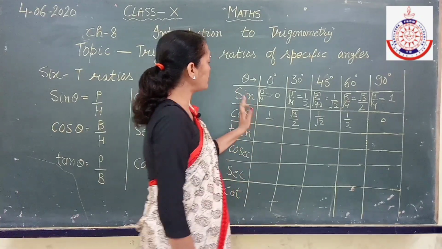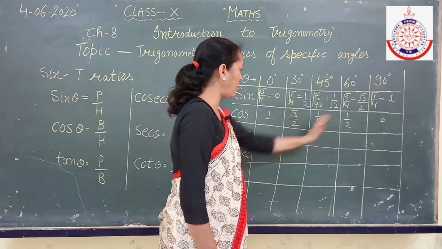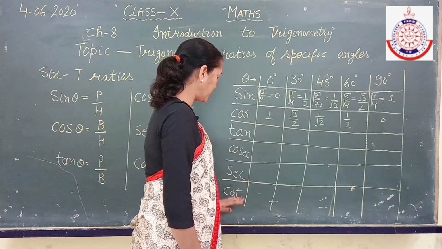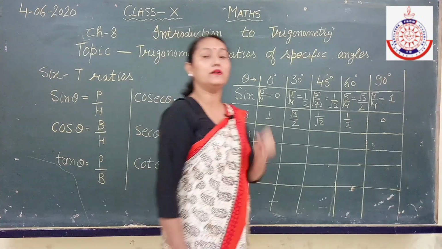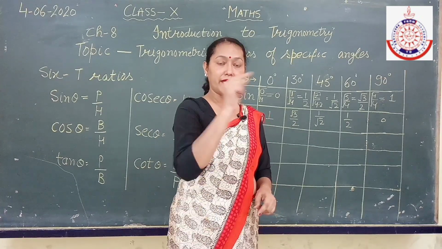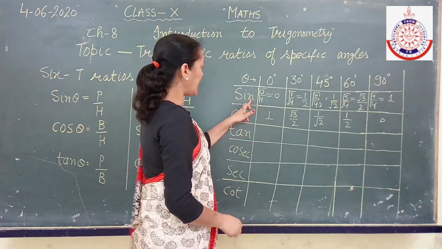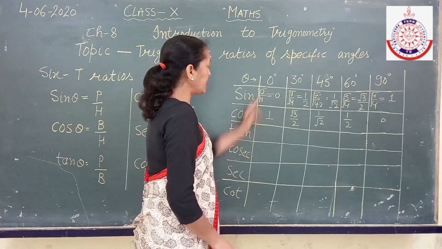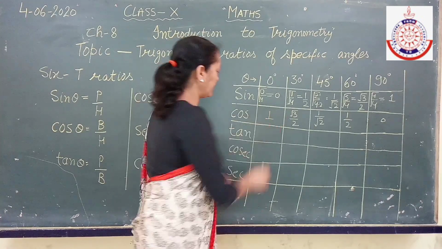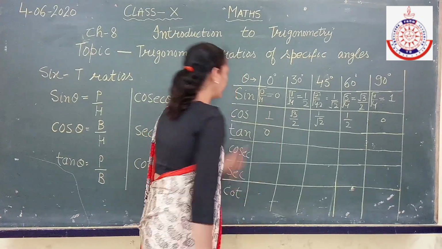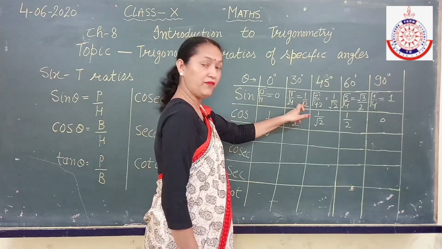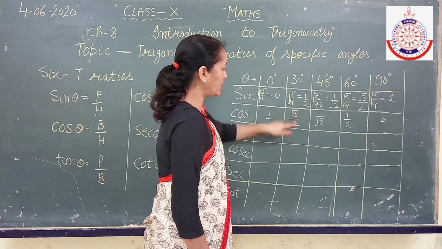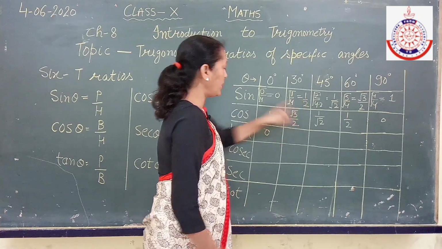Once you have learned the values of sine and cos, it will be easier to find tangent, cosecant, secant and cot. As I have told you earlier, tangent is sine upon cos. So, sine 0 is 0, cos 0 is 1. So tangent 0 will be 0 upon 1, that is 0. Sine 30 is half, cos 30 is √3 upon 2. If I divide the two terms, 2 and 2 will cancel, giving 1 upon √3.